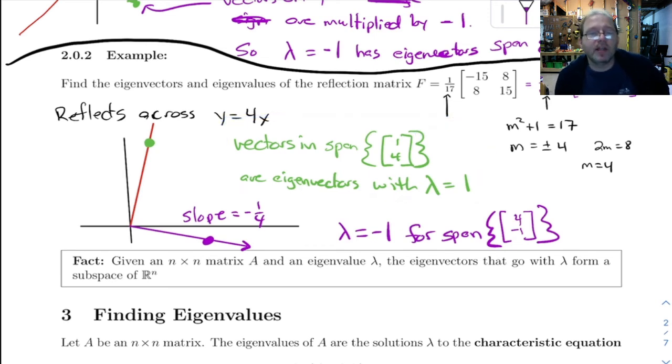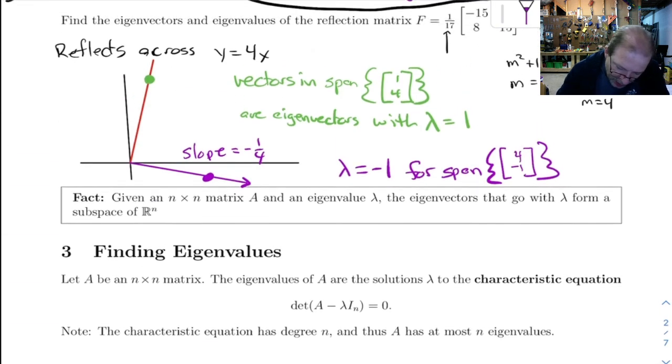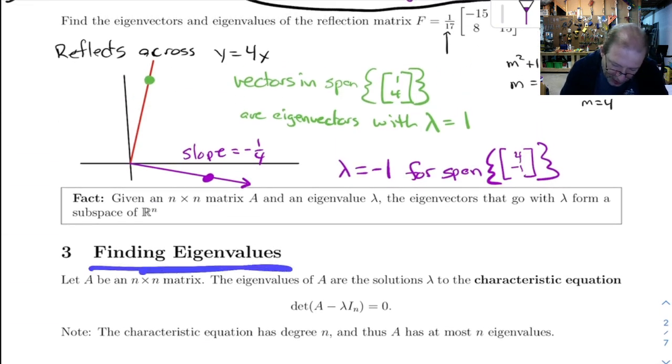Now, these two examples were reflections, so that makes it somewhat easy to figure out which vectors are not going to be knocked off of their span. In general, finding the eigenvalues of a general matrix involves a little more work, and we'll see how to do that in the next video.